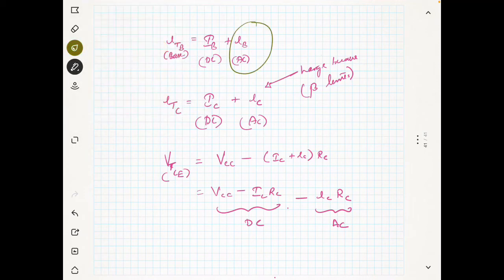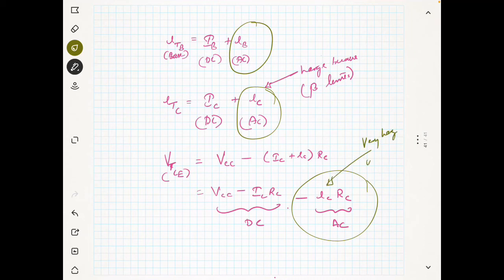Whenever you give an input which is an AC signal, you will get an AC IC current here, and you will get an AC voltage also. And this is very large compared to IB, because IB was very small, but you are getting a large voltage at the output. It is because of the factor beta. This is the property of the transistor. The transistor will amplify the signal many times.